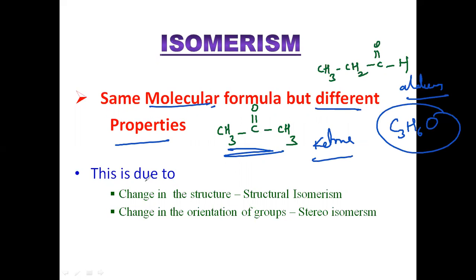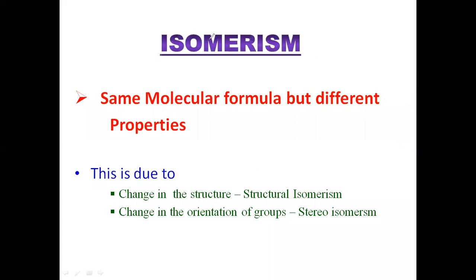What is this due to? A change in the structure or a change in the orientation of groups, which we will study in this lecture. You have already studied this in organic chemistry, but now you have to study it in inorganic coordination complexes. From the basics, we will start with isomerism. Isomerism means the molecular formula must be the same, and there is a difference in properties. I will give you one physical example so that you can easily understand.